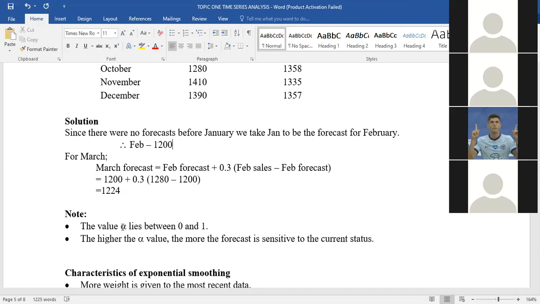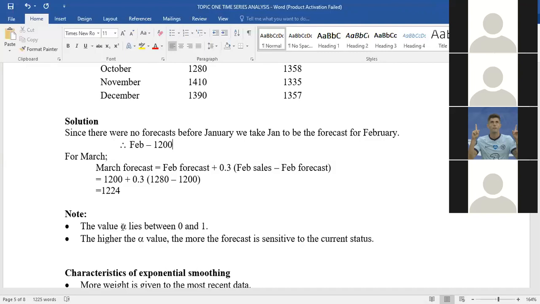0.00001 up to 0.99. The higher the smoothing constant value, the more the forecast is sensitive to the current status. So if you put a very large constant, you realize that it affects the outcome, and the outcome might be misleading. For example, if you are talking about inflation, let's say 0.3 is our inflation rate. Let's say the value of doing business, or the shilling, has shrunk against the dollar at a rate of 0.3 because of corona. So if our inflation is so high, then the figures will automatically go up, and therefore it will be giving us misleading results.